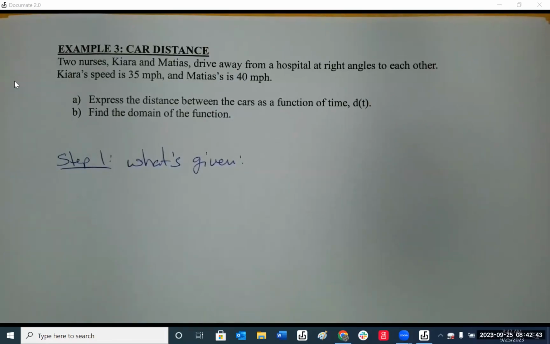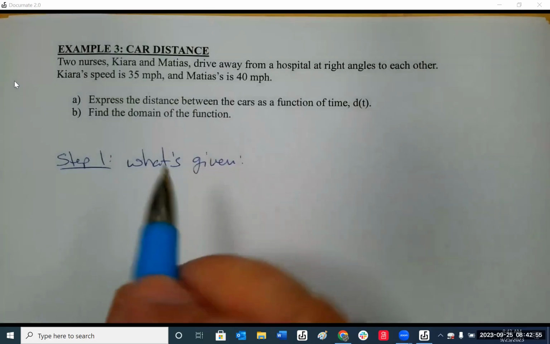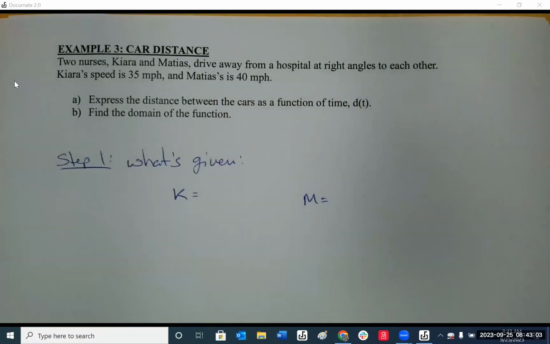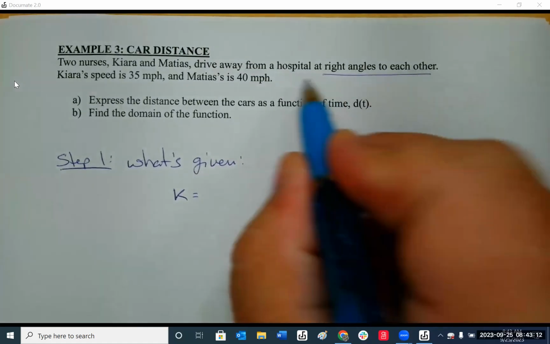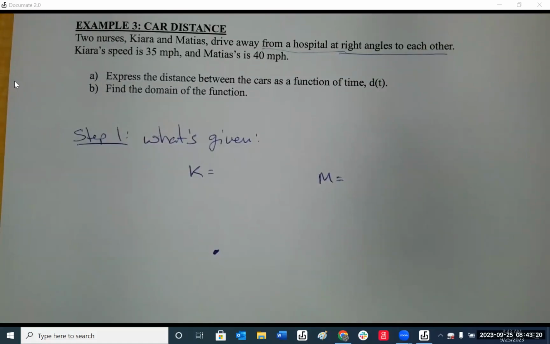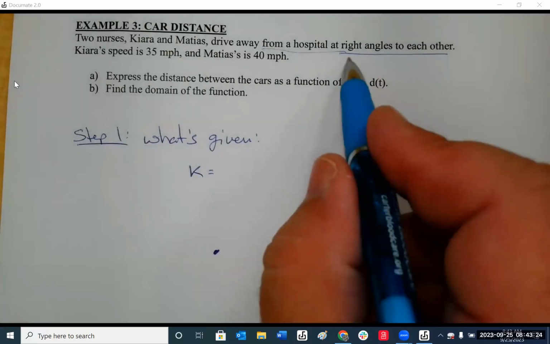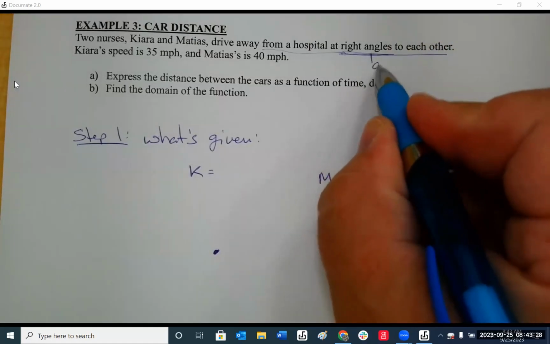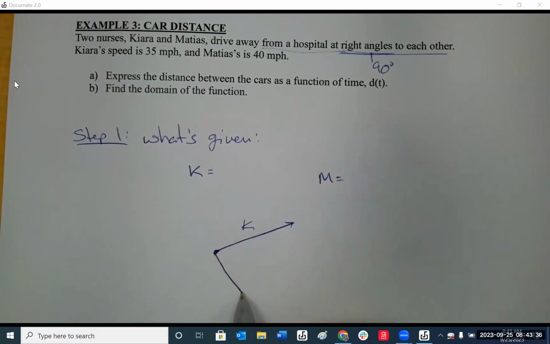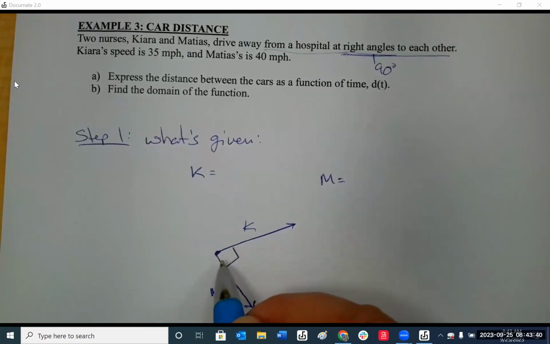In those 2 lines on the very top, a lot of information is given. We have 2 people. We have Kiara and we have Mateus. And then what? They're at right angles from each other, from a hospital. So that tells us 2 things, actually. They both leave from the same place. They both leave from the same hospital. What does right angle mean? Very good. This means 90 degrees. So if Kiara is going that way, that means Mateus is going this way. And they have a 90-degree angle between each other.